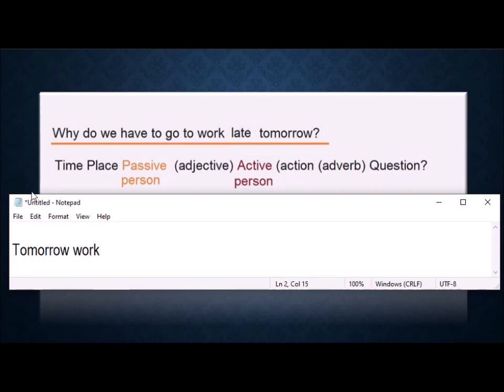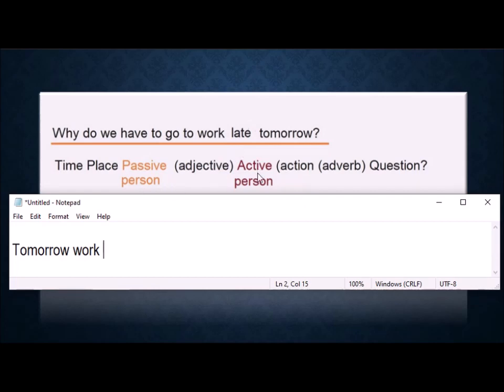Next is passive person. A passive person, let's see, who all are present in this sentence? There's only we. Is there anybody else? No. Is we a passive person? Well, it seems that we is going somewhere. So clearly it's not passive, which means we don't have a passive person in this sentence. Let's move to an adjective now. Since there's no passive person, there is no adjective describing the passive person.